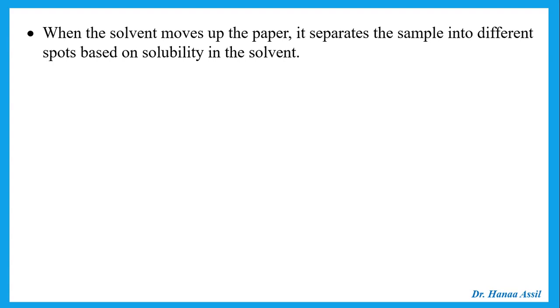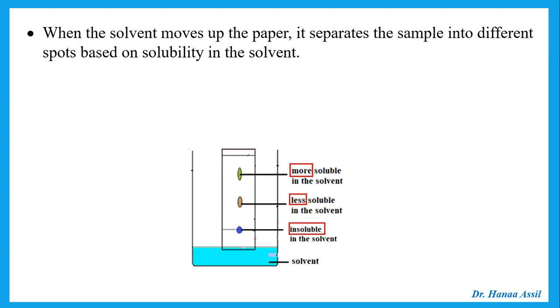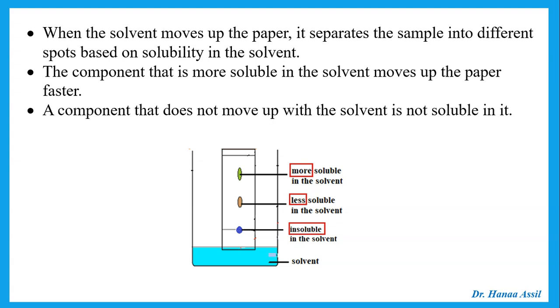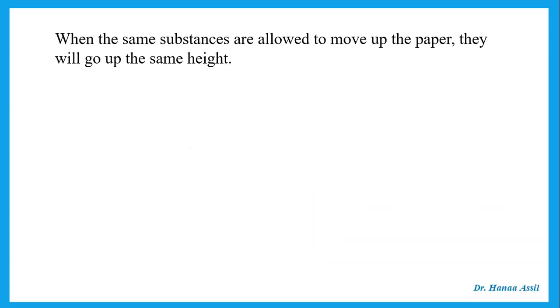Now, when the solvent moves up the paper, it separates into different spots based on solubility in the solvent. So the one that is more soluble goes up, the one that is less soluble does not go up that far, and anything that remains on the baseline is insoluble in water. So a compound that does not move up with the solvent is not soluble in the solvent.